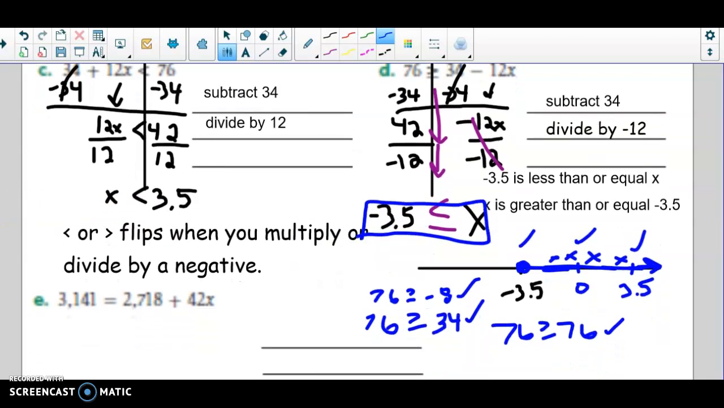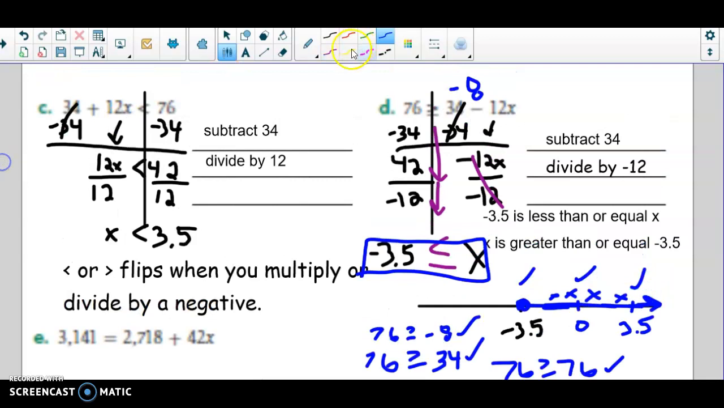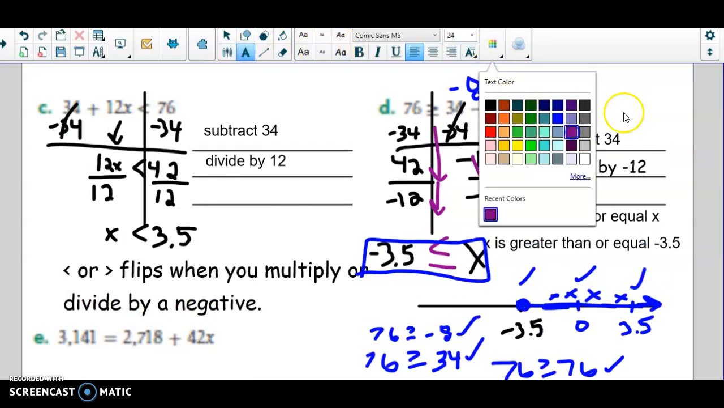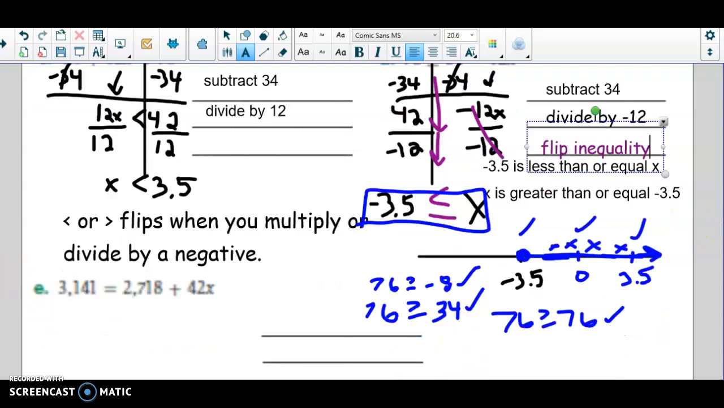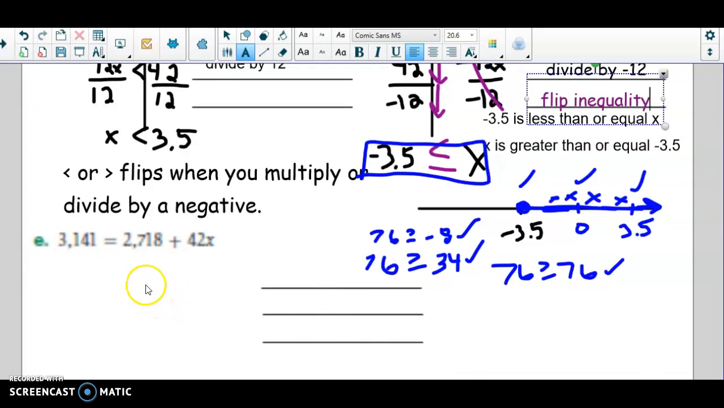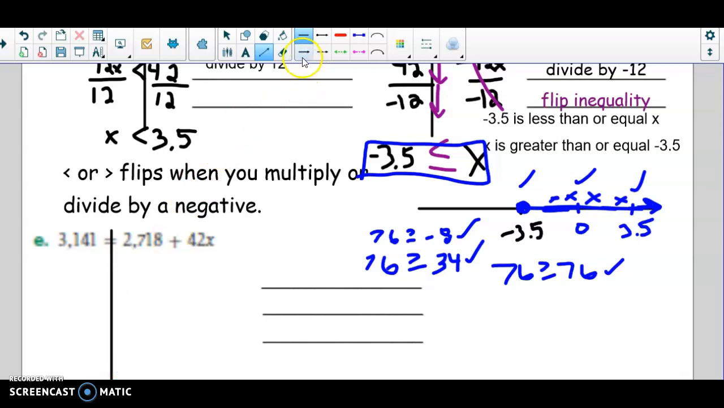All right, our last problem. Our last thing we probably should have written down is that we have to flip the inequality. Let's type it in. Flip inequality. And then for our last problem, it's just an addition problem. The only thing is maybe it's a little more complicated because the numbers are a little larger, but it's not really any more difficult than anything we've done before.